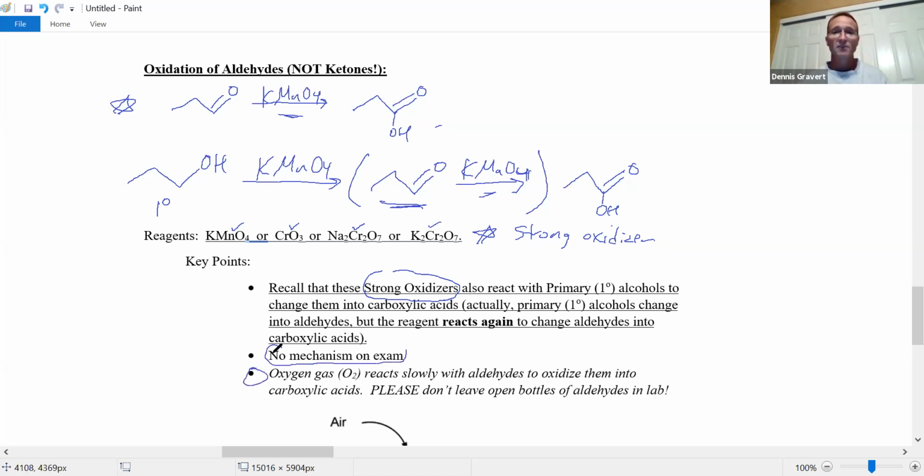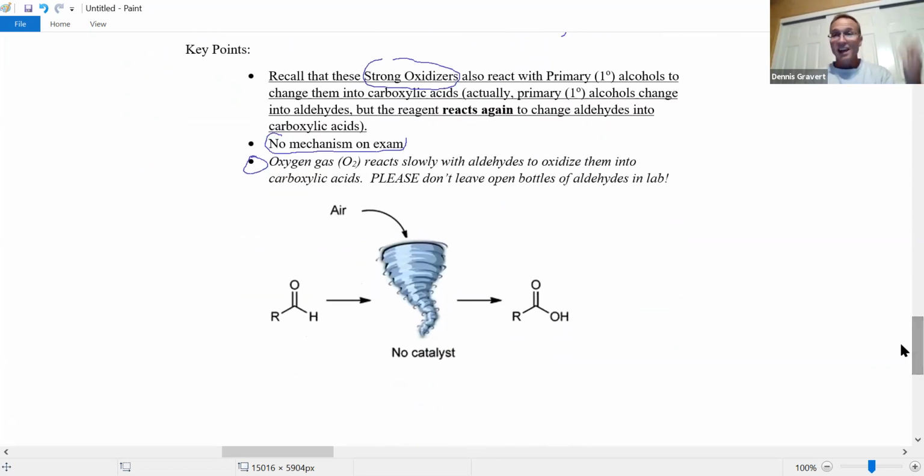And then here's a little thing. If we ever get back into the lab, please replace the caps on bottles of aldehydes, because oxygen gas is an oxidizing agent. It makes life possible, helps us metabolize food in our body, glucose, get energy, and it reacts slowly with aldehydes just on standing. Even without a catalyst, just some air. If you have an aldehyde and you leave the bottle open, you'll start to slowly react the aldehyde with oxygen from the air, and you'll start to make carboxylic acids.